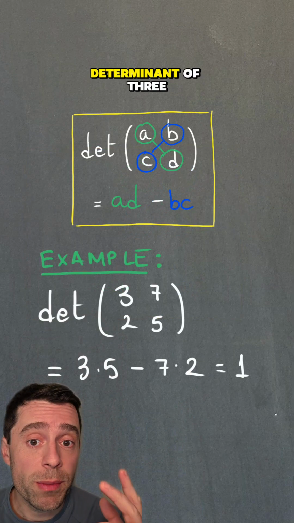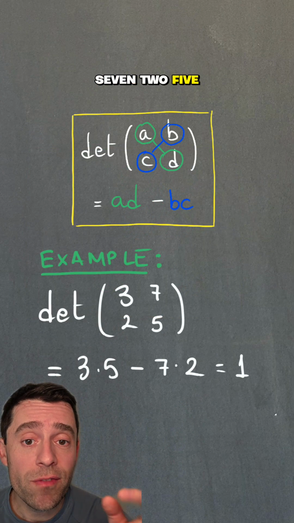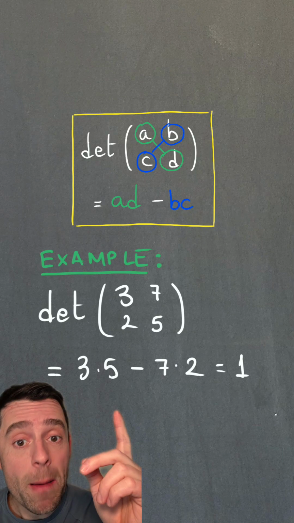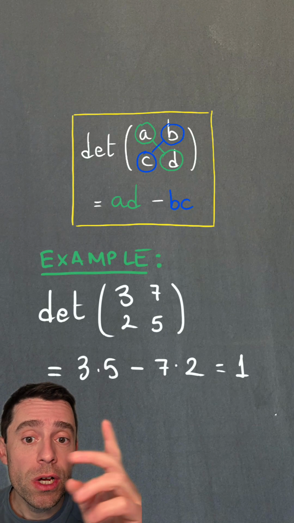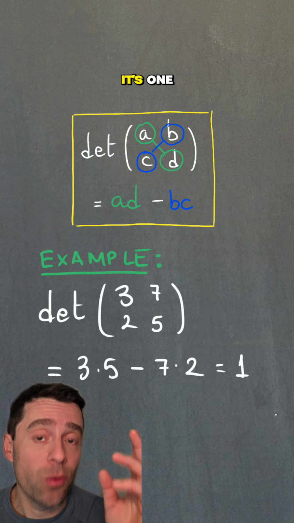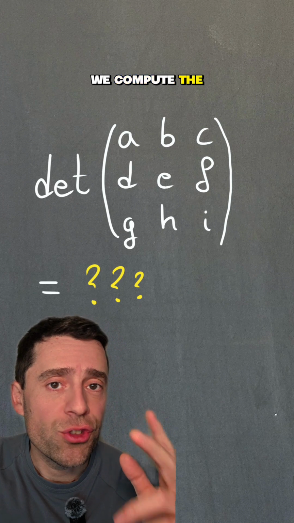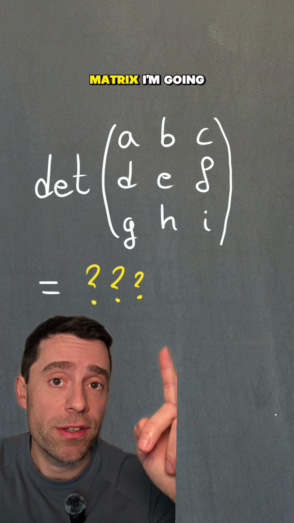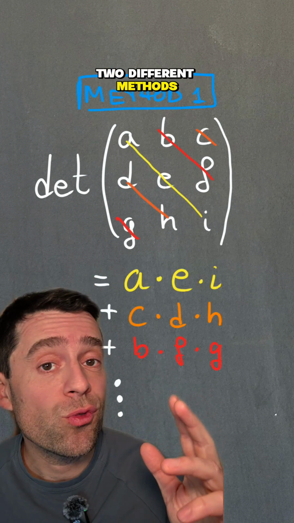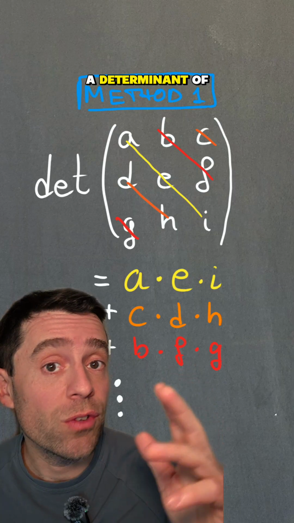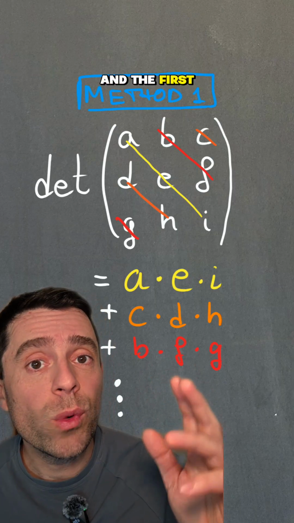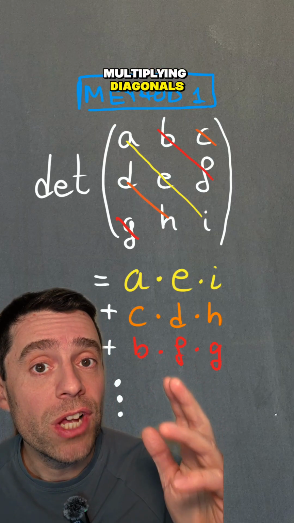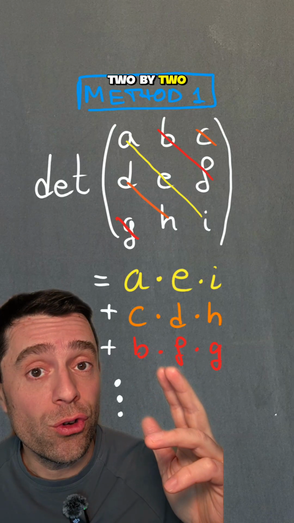For example, the determinant of 3, 7, 2, 5 will be 3 times 5 minus 7 times 2, which is 15 minus 14, and it's 1. Now, how do we compute the determinant of a 3 by 3 matrix? I'm going to show you two different methods to remember the formula for a determinant of a 3 by 3 matrix, and the first one is just multiplying diagonals like in the 2 by 2 case.